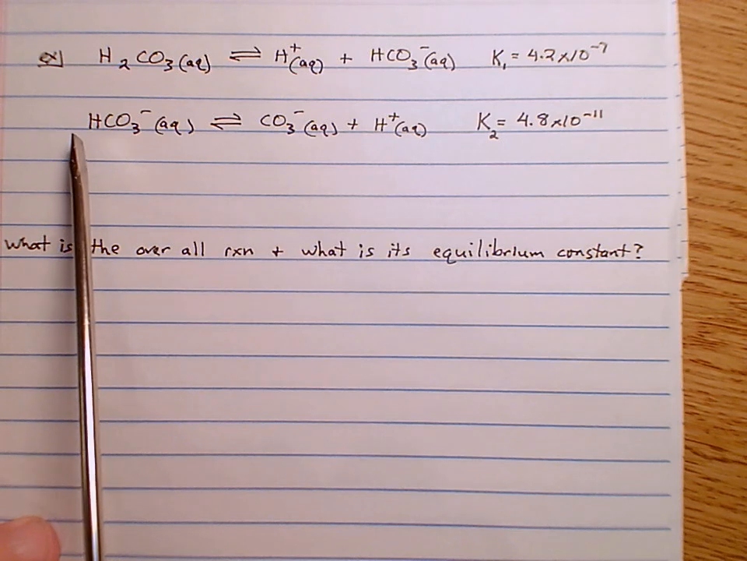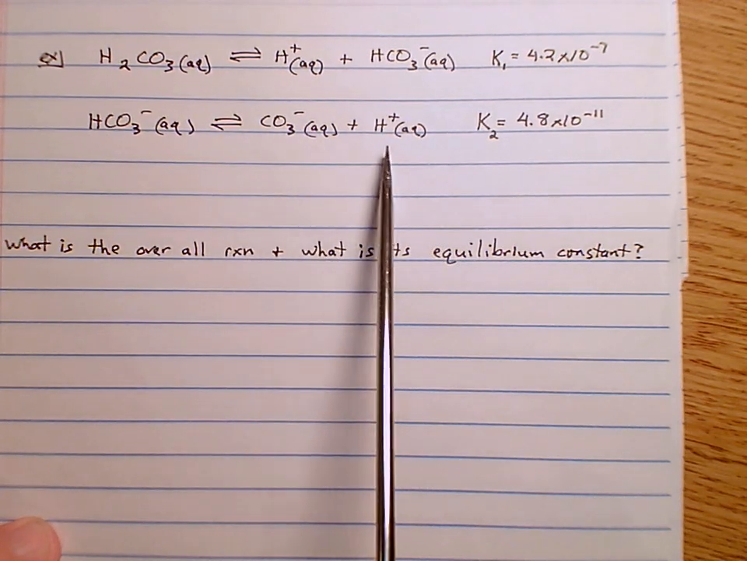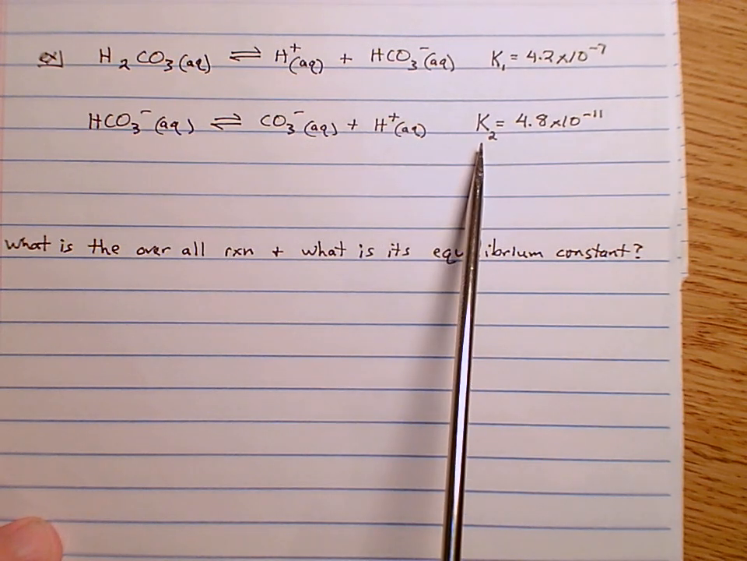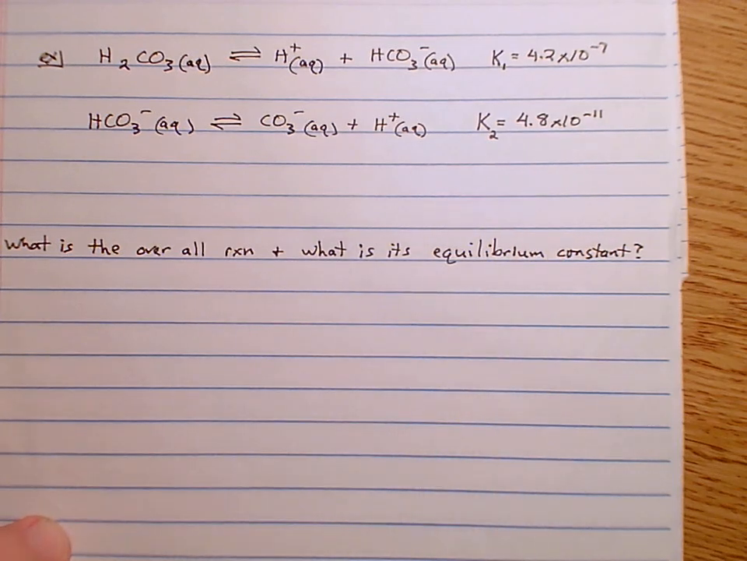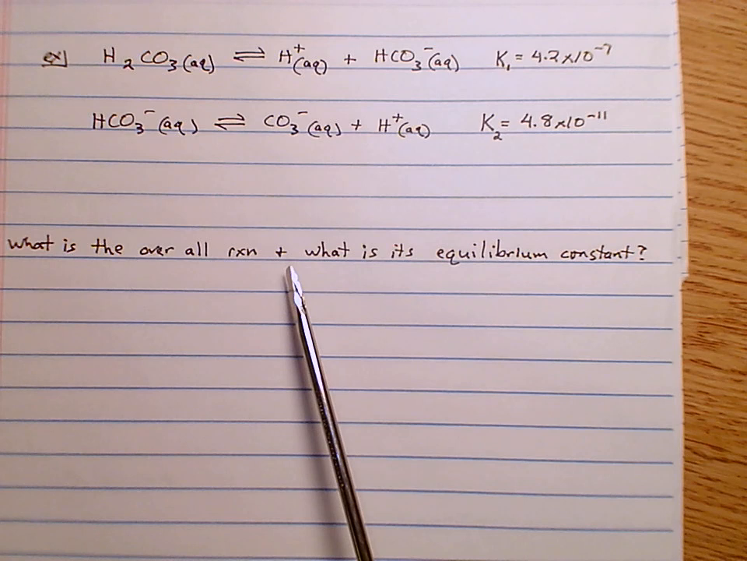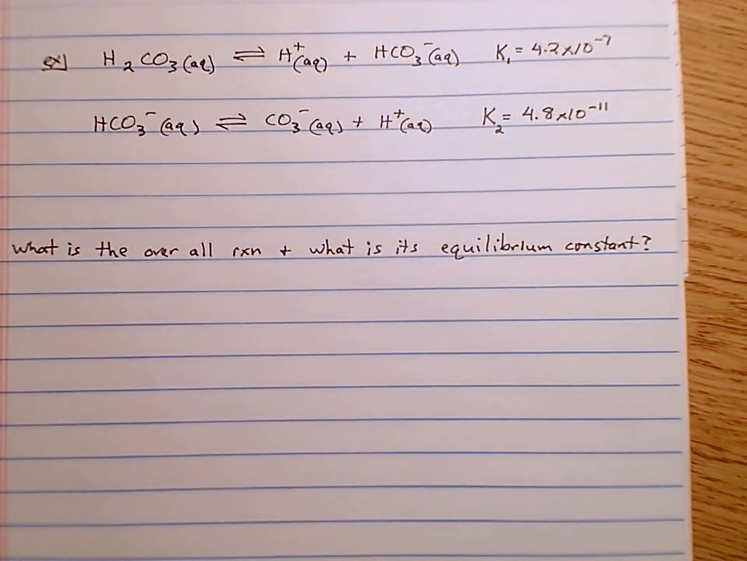Next reaction: HCO3 minus aqueous is in equilibrium with CO3 2 minus aqueous plus H plus aqueous. The equilibrium constant for this reaction, I'll call it reaction 2, is 4.8 times 10 to the minus 11. The question is, what is the overall reaction and what is the overall equilibrium constant? Fortunately, this is very simple to do because we've done all of this before, just about.